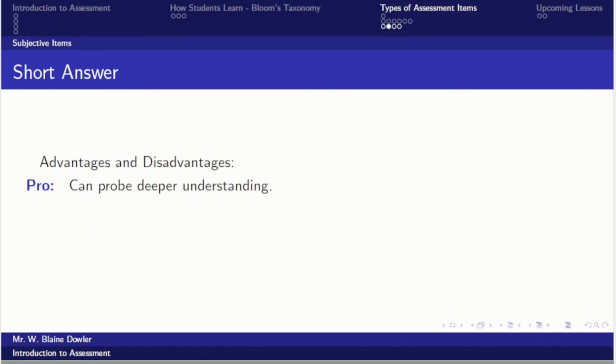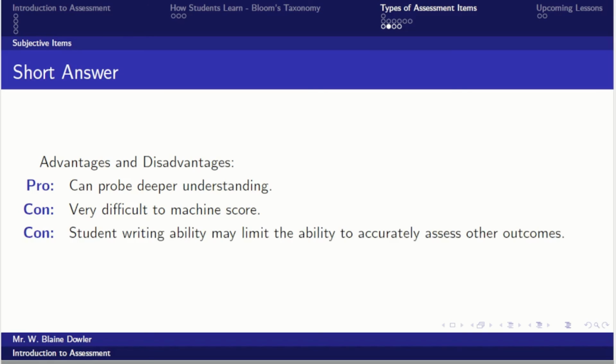So if you have short answer, where you're giving an answer in maybe a paragraph at most, well, you can probe that deeper understanding, but it's difficult to machine score, which means it's going to be time consuming for the teacher to get these done properly and return them. And you may also find that a student with limited writing ability may not be able to convey accurately their understanding of other outcomes. So if you have a student who understands the politics of World War II, but speaks a language other than that used in the classroom as their first language and struggles with the classroom language, it may be difficult for them to convey that understanding on the page.